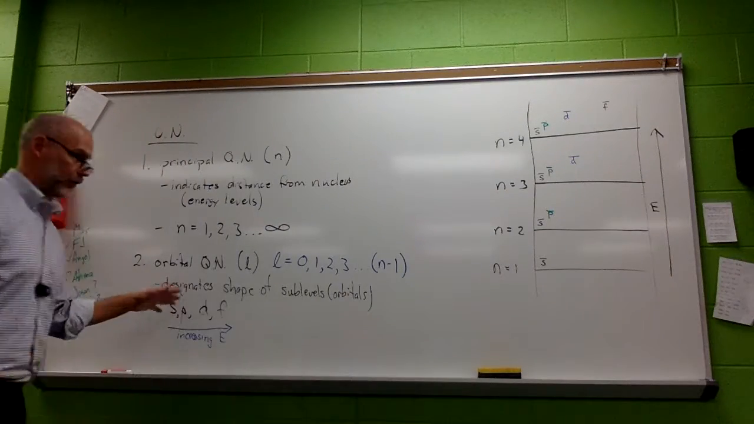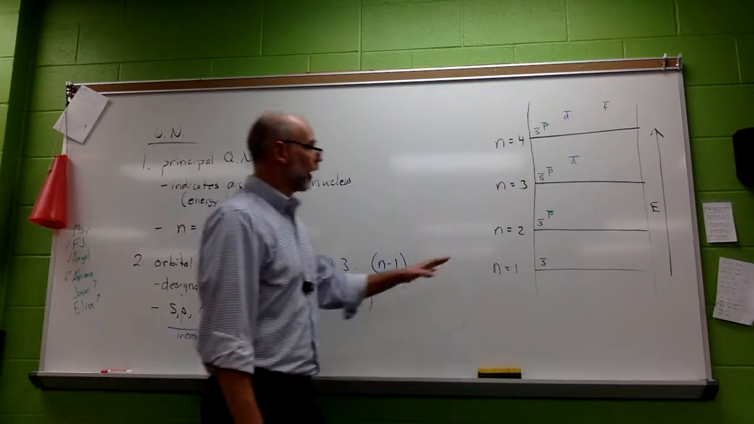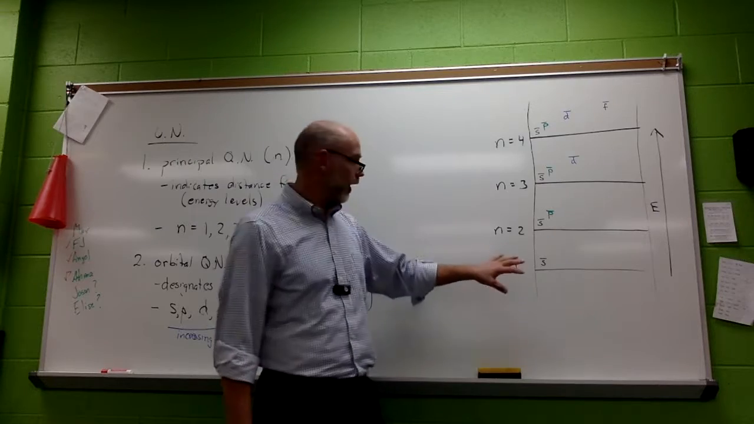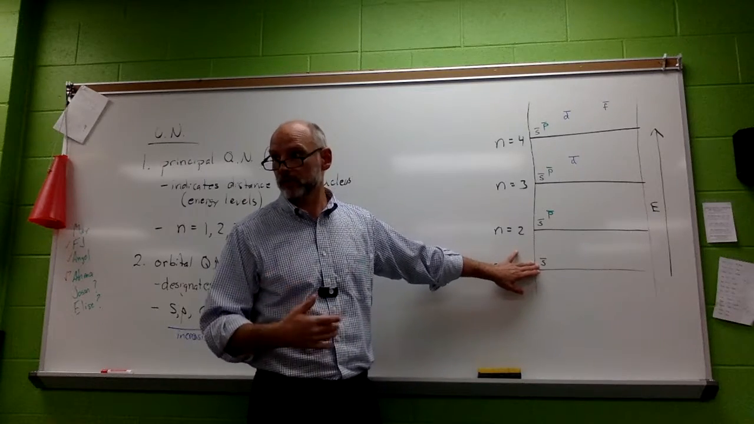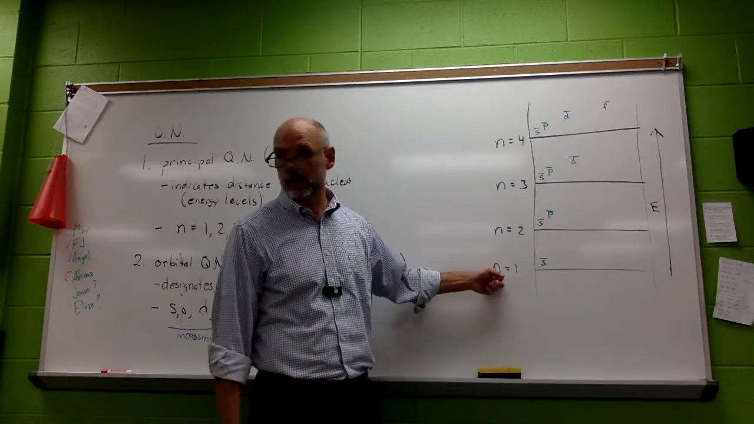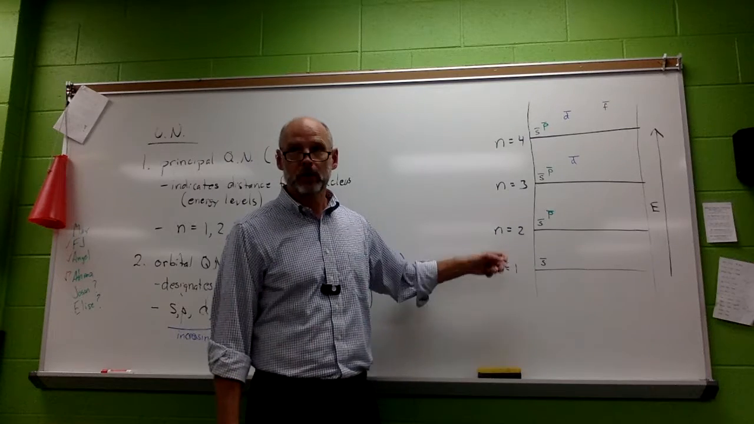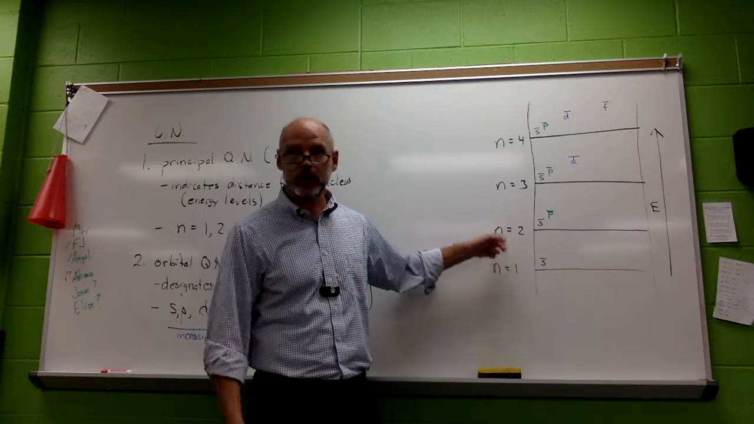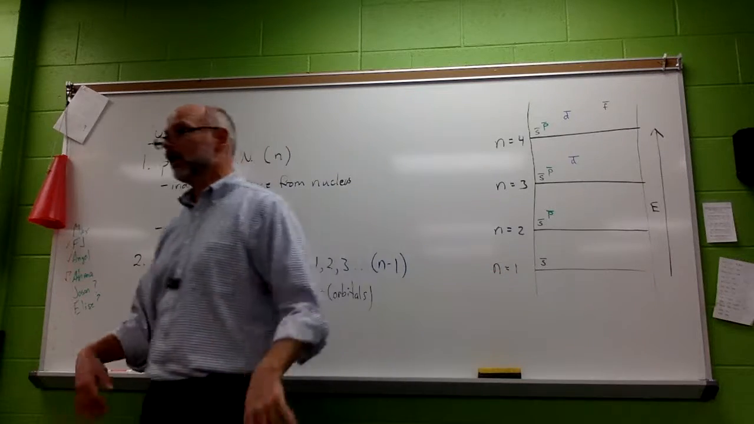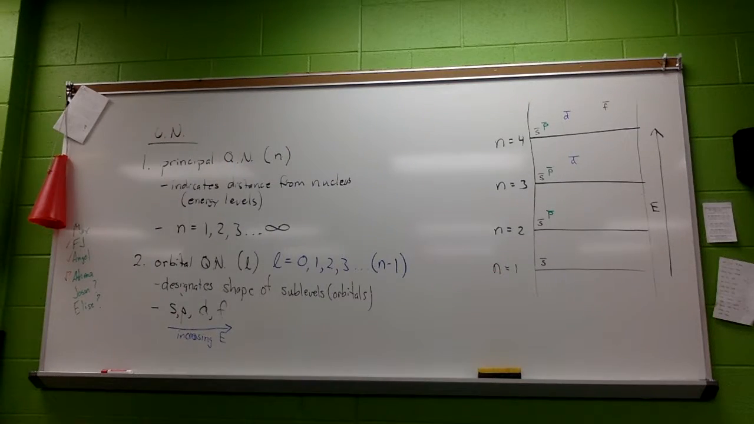Let's talk about the individual shapes then. We got ourselves to the point where we found out that the number of different sub-level shapes is equal to the value of the principal quantum number. First energy level, n equals 1, has one shape, n equals 2 has two shapes, and so on. What are these shapes?